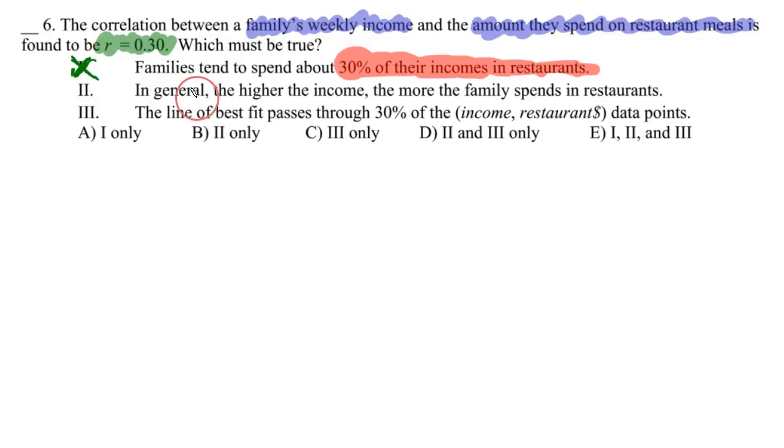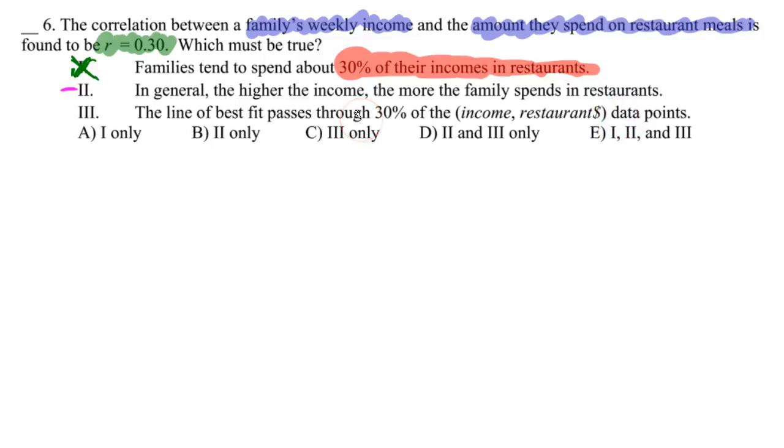Statement 2 says, in general, the higher the income, the more the family spends in restaurants. I'm going to put a little mark next to this. That kind of seems true, but we need to double check the R value to really make sure. Now statement 3 says the line of best fit passes through 30% of the income restaurant data points. That is not really true.